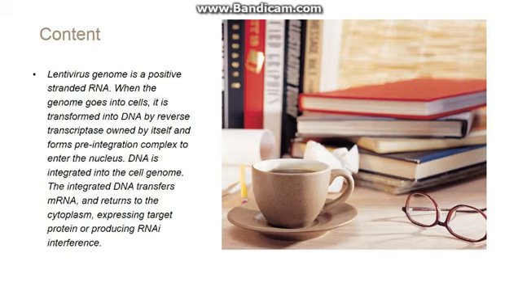Content. The lentivirus genome is a positive-stranded RNA. When the genome goes into cells, it is transformed into DNA by its own reverse transcriptase and forms a pre-integration complex to enter the nucleus. The DNA is integrated into the cell genome. The integrated DNA is transcribed into RNA and returns to the cytoplasm, expressing the target protein or producing RNA interference.